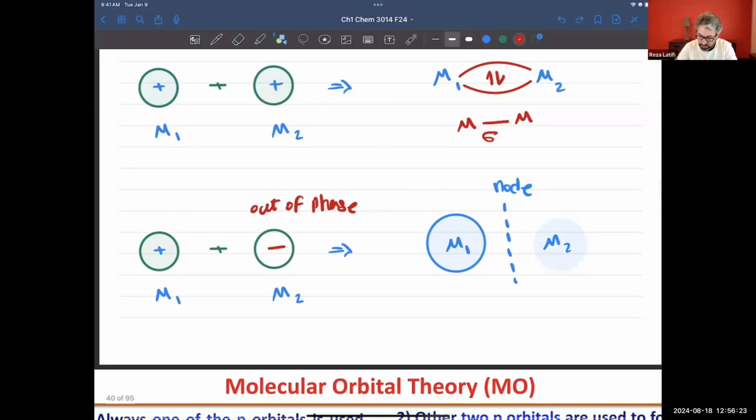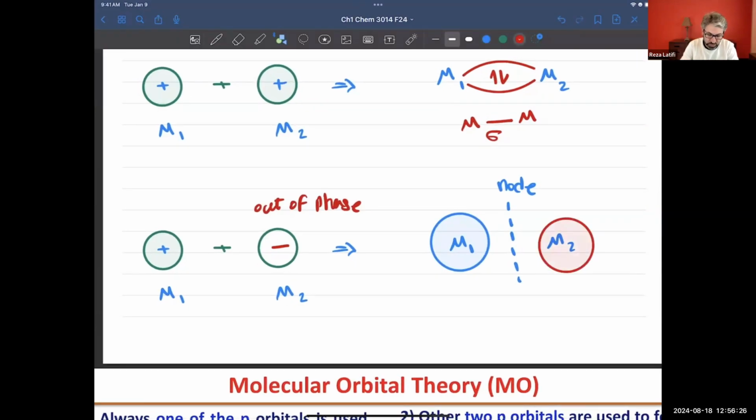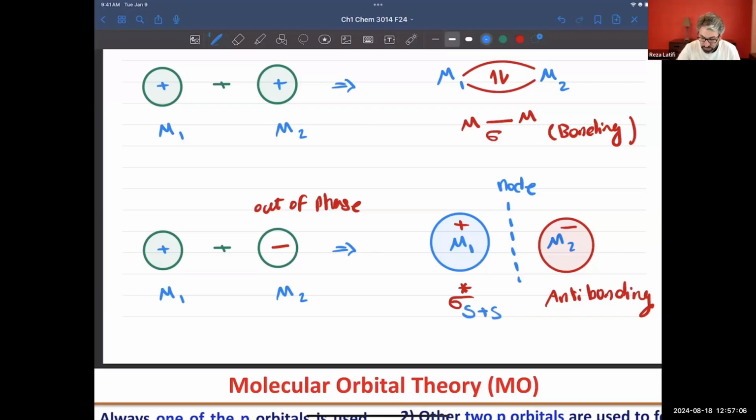Let me change the sign of this one. I'm going to use a different color. One of them is positive while the second one is negative. There is no bond between M1 and M2, and we call this one sigma star. So the top one was the sigma, or bonding interaction, and this is going to be anti-bonding. Because we're talking about the head-to-head interaction, I'm going to call it sigma star. That means it's anti-bonding. And what did I use? I used S plus S. The top one was sigma, and it is S plus S.